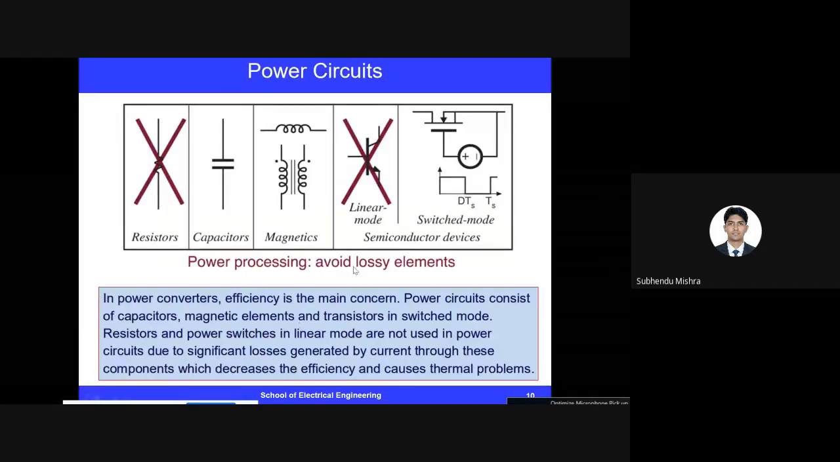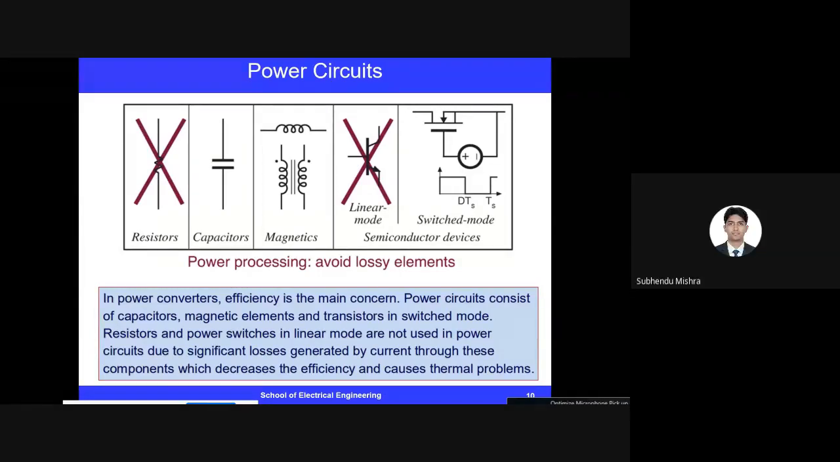So you have to avoid lossy elements to increase the efficiency of the circuit. Power circuits generally consist of capacitors, magnetics, and transistors in the cutoff region or in the saturation region. In the saturation region you don't have much loss; losses are minimized. So if you operate a transistor in a power circuit, you will always operate it in the saturation region or the cutoff region.